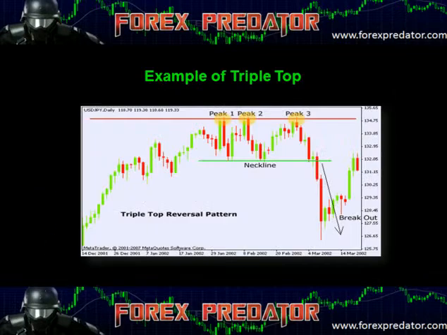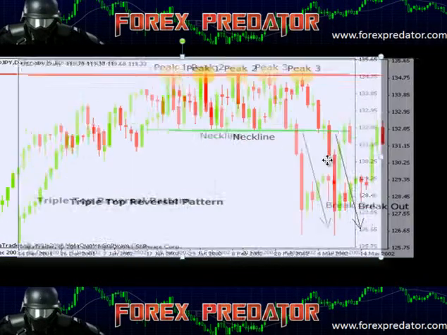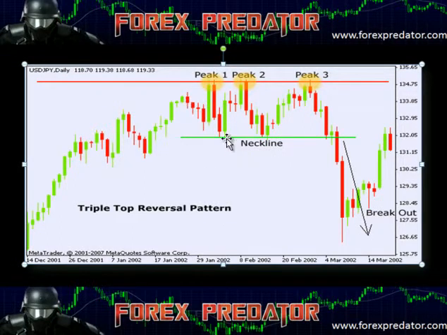So let's have a look at our real life example. As you can see, touch one, touch two, and there we go, peak one, two. So that would be a triple top. It's touched twice at the bottom, three at the top. And then we move sharply down to the downside.